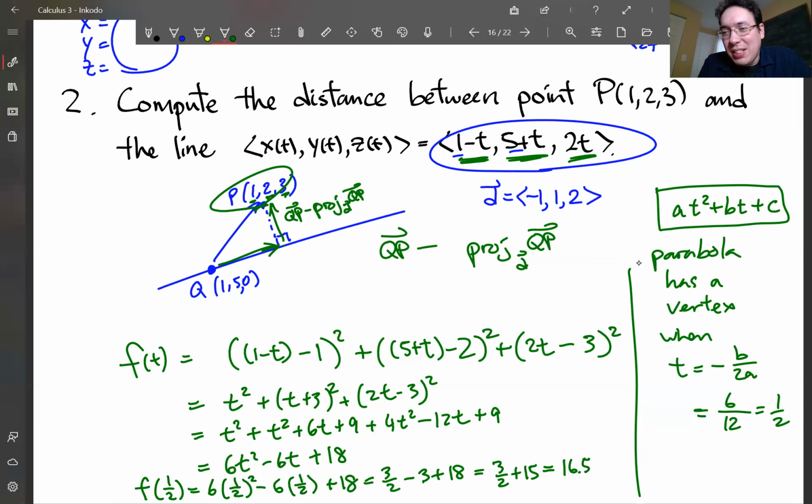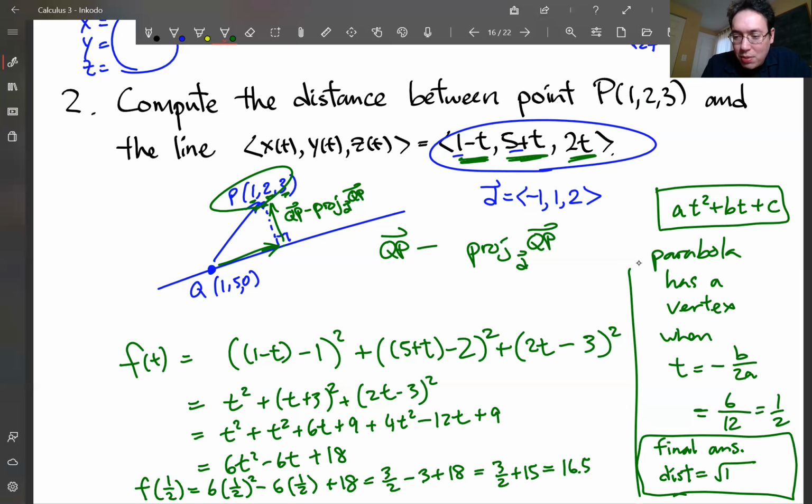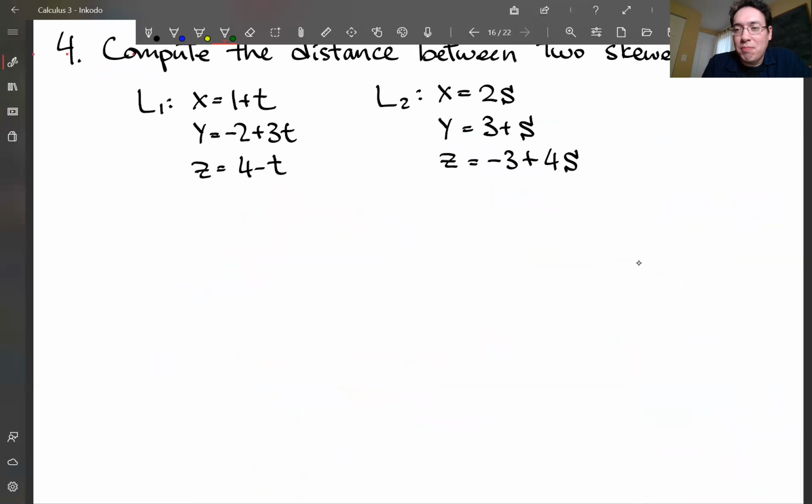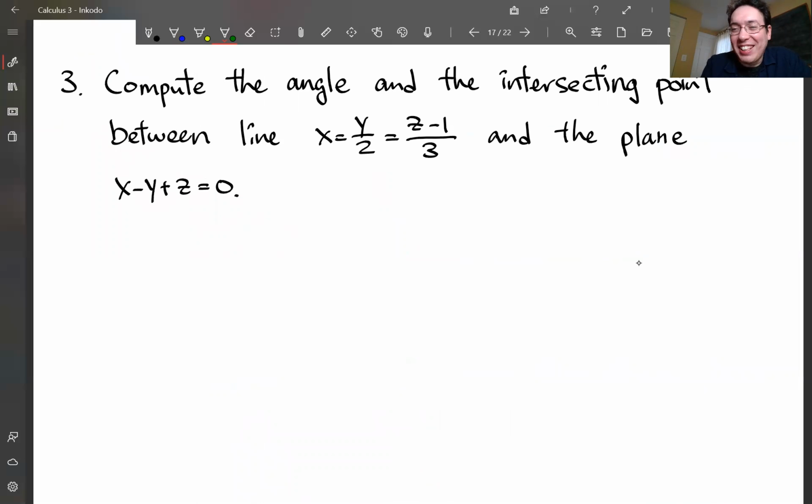We squared the distance to make the problem a little bit easier to compute. So the true distance is the square root of that, right? So compute the distance. So the final answer, which I'm going to write in the corner, is the distance is equal to square root of 16.5. Okay. Moving on, next one. All right.